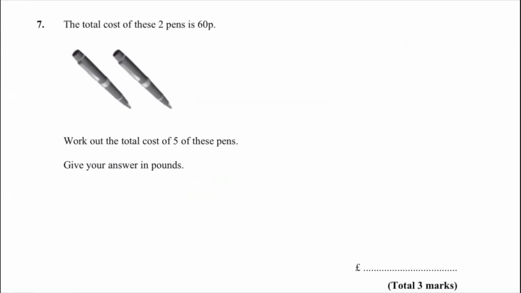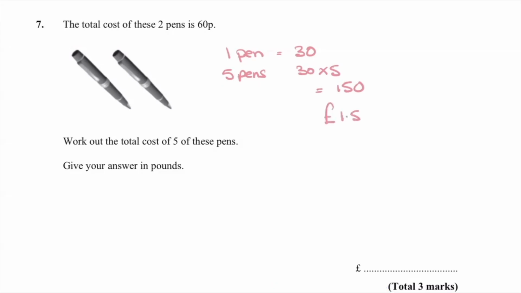Okay, so the total cost of 2 pens is 60p. And we've got to work out the cost of 5. So ideally, knowing what 1 pen is will be super helpful. So 1 pen is going to equal 30. We just need to half the 60. And therefore, 5 pens, we need to take the 30 and times it by 5 to give us 150. 3 5s are 15, add the 0, change that into pounds, and you've got £1.50.